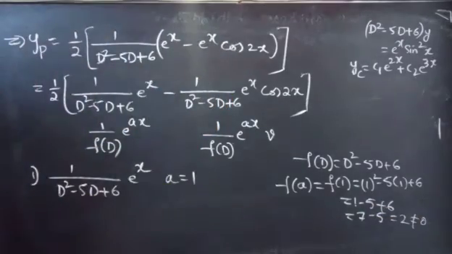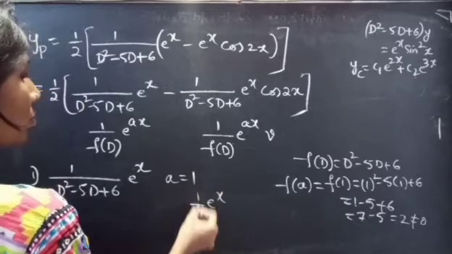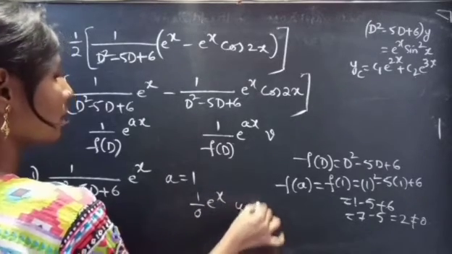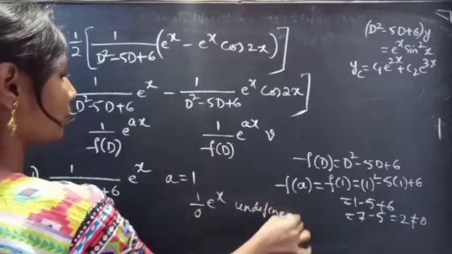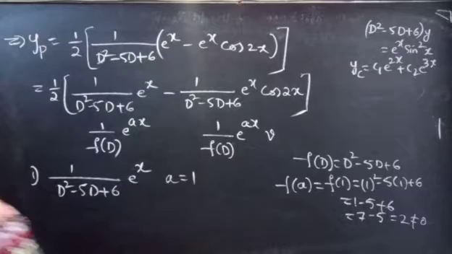We should always remember that the denominator must be non-zero. If we get denominator 0, we'll get something like this. Since 1/0 is undefined, 1/0 into e^x will become undefined, right? But in our case, the denominator is non-zero.